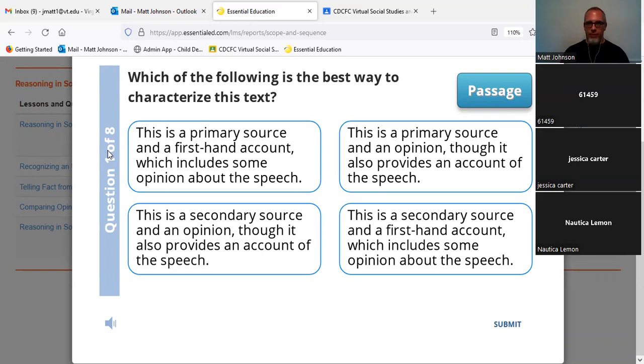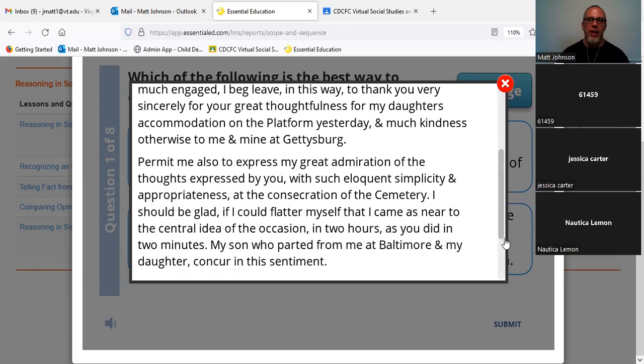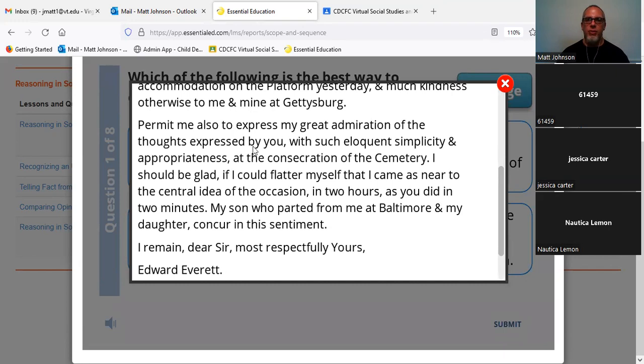It's basically sort of pro Gettysburg Address, pro Lincoln, if you want to say so, but you definitely see a viewpoint forming here. You could see that with: "Thank you very much sincerely for your great thoughtfulness for my daughter's accommodation on the platform yesterday, but permit me also to express my great admiration of the thoughts expressed by you with such eloquent simplicity and appropriateness."